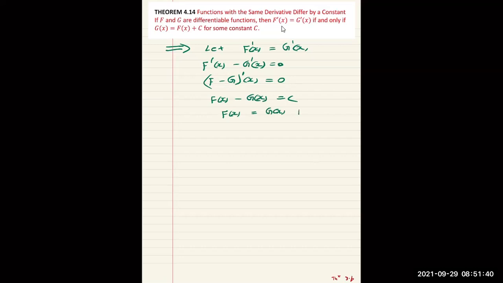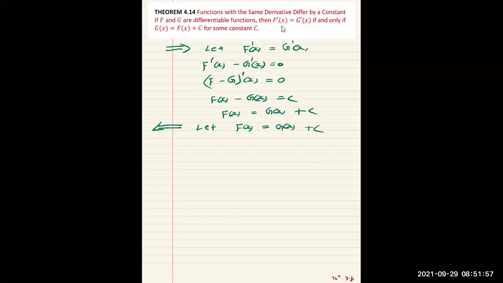g of x plus c. Okay, that's what you were looking for. Now, let's show the other direction. Now, assume that f of x is equal to g of x plus c. We will show that f prime of x is equal to g prime of x.